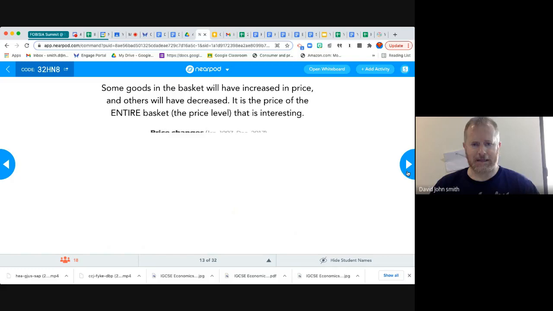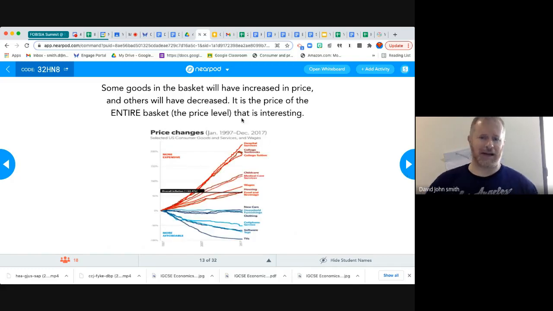Now, some goods in the basket will have actually increased in price. Others will have decreased. So it is the price of the entire basket that we're going to study. You're almost looking at an average, in a way. You're going to weight it. We're going to talk about that in a minute.